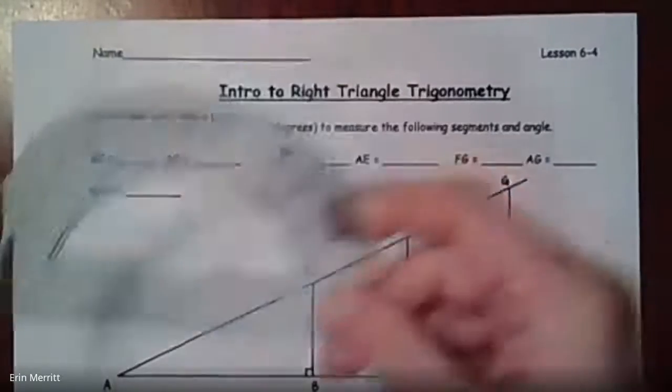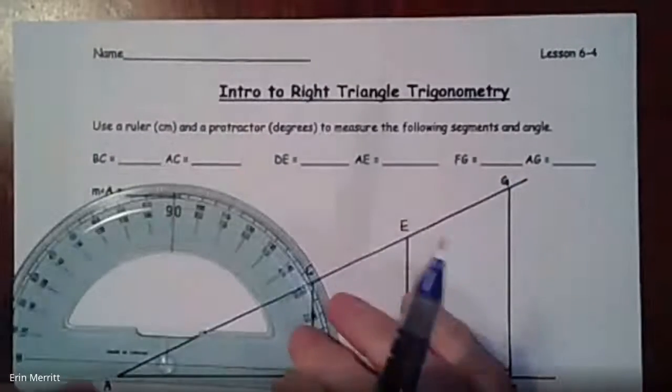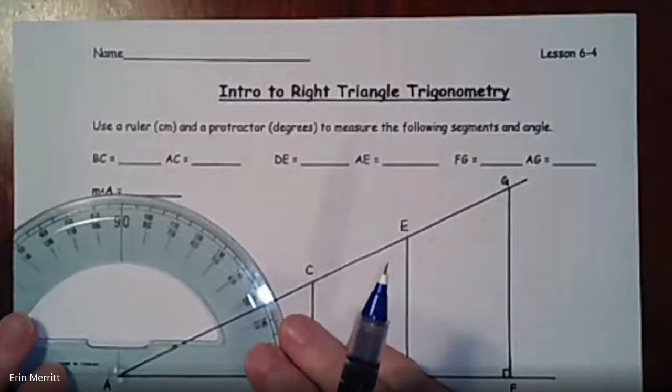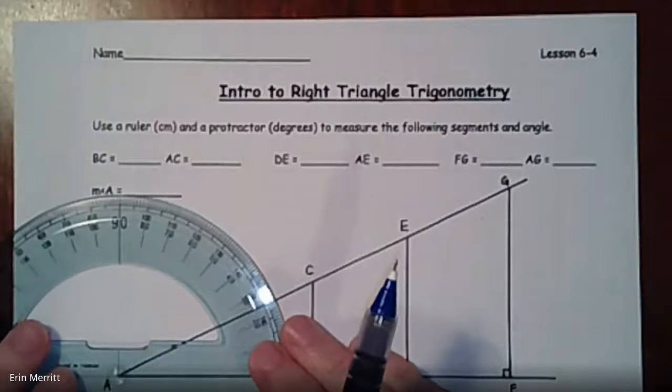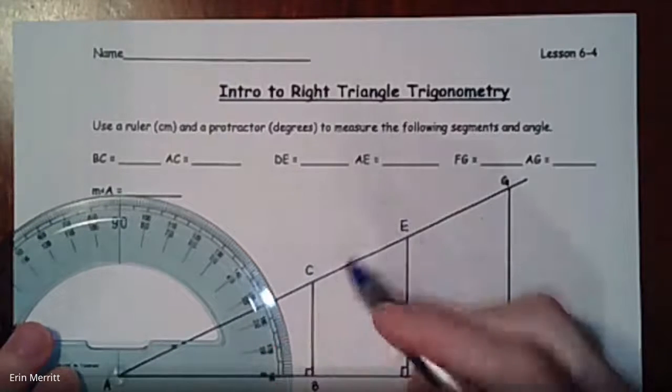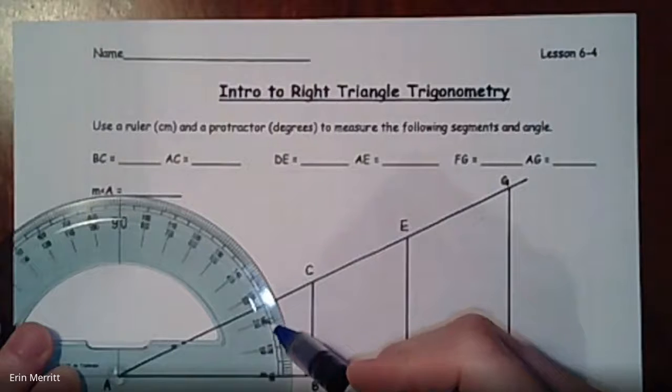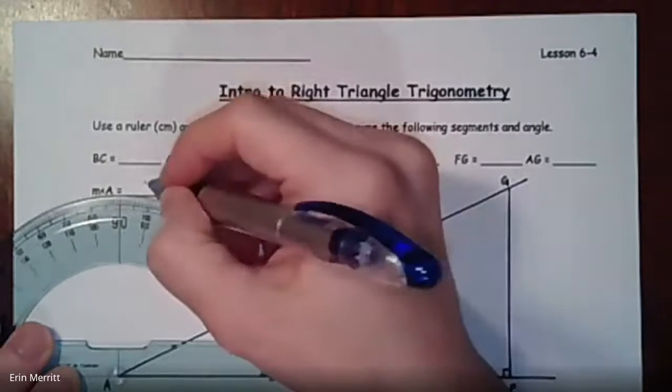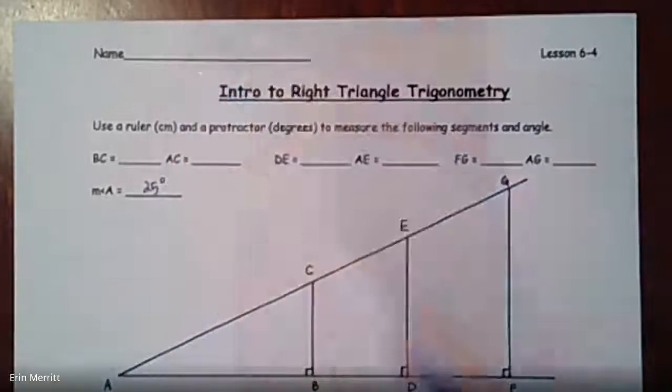So since I've got my protractor in hand, let me start with the angle measure. If I line it up here, angle A, and line it up here, it looks like I'm right about 25 degrees there, which seems reasonable. Looks like an acute angle.